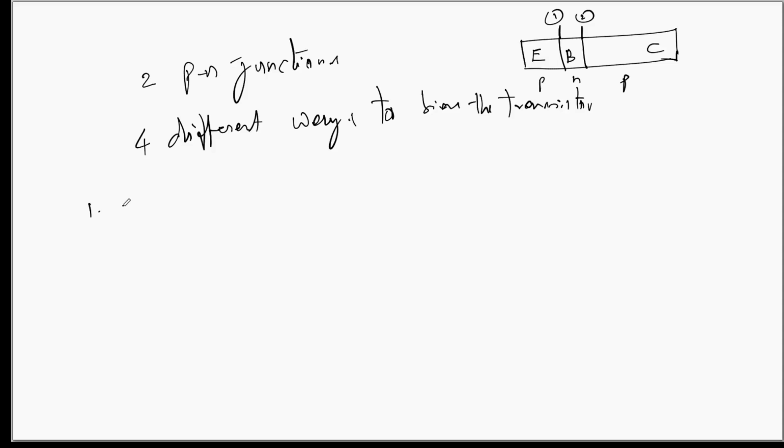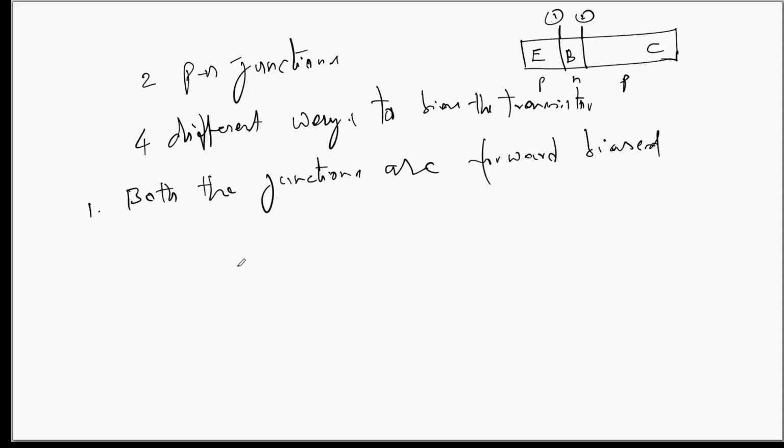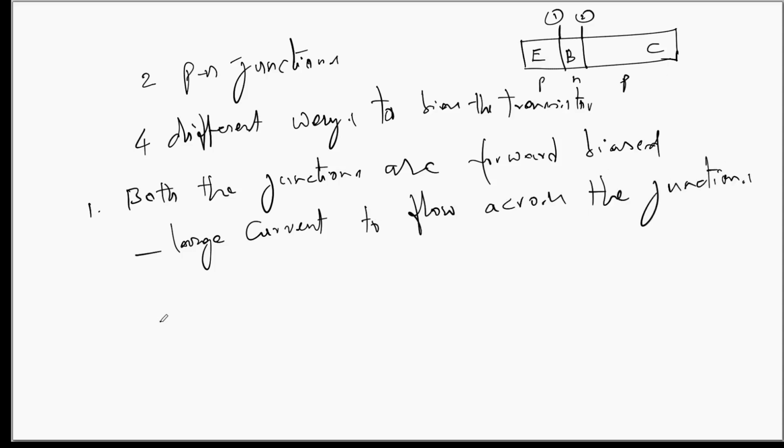The first possibility is both the junctions are forward biased. When both the junctions are forward biased, a large current flows across the junctions. When large current flows across the junctions, we call the transistor as operating in the saturation region.